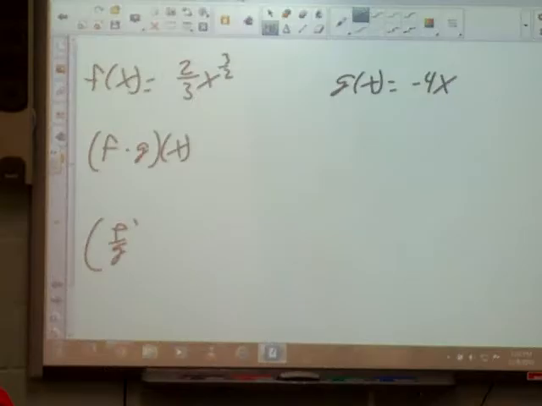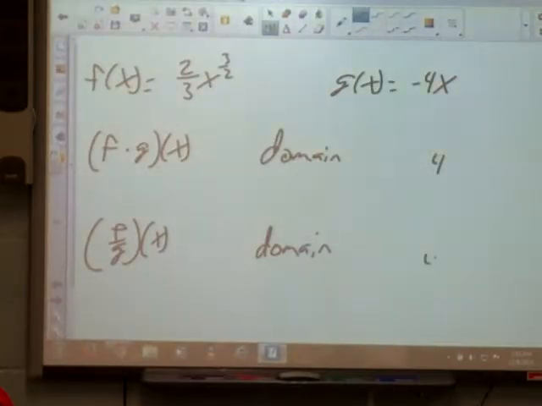And then we're going to do F divided by G of X. And we're going to tell the domain of each, which we now know we got a 50-50 shot at. And then we're going to evaluate this one for 4. Plug 4s into our answers. Alright, so on the F times G of X, I want to take 2/3 x to the 3/2 and multiply it by negative 4x.